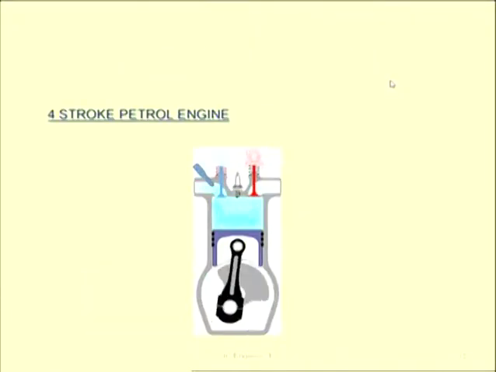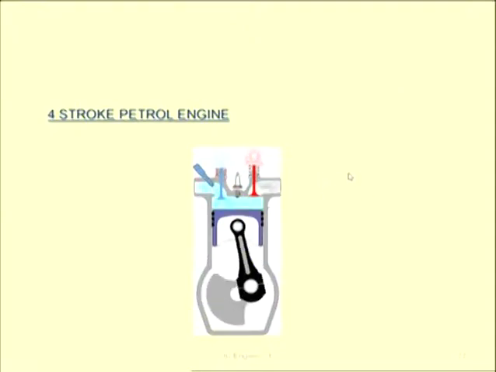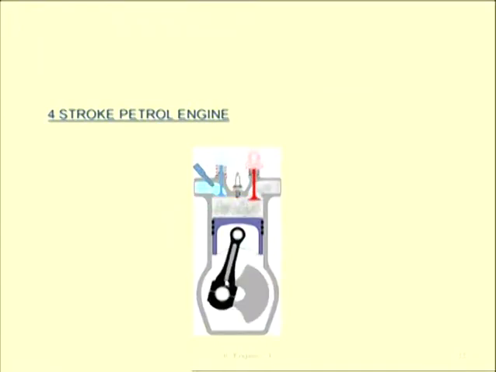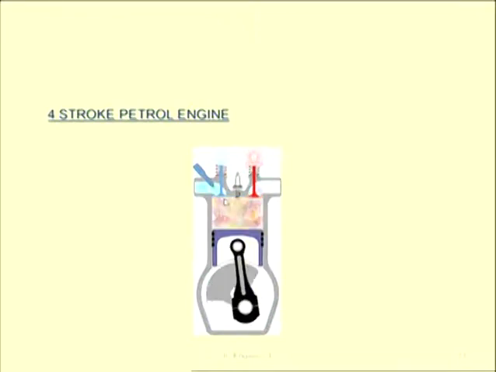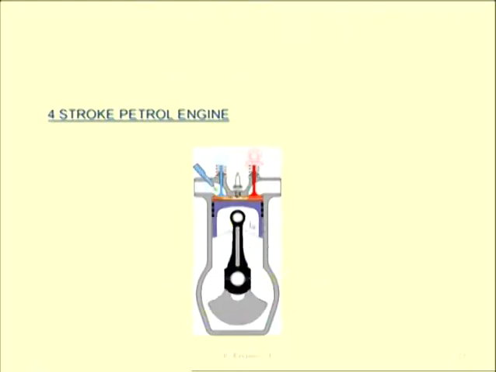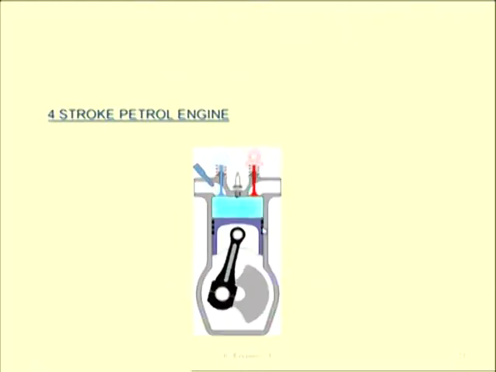Now let us see the animation, so it will be clear to us. It is a 4-stroke petrol engine animation. You can see here the blue color indicates that it is a fresh charge. So the piston is moving up and down. You can see here the inlet valve when opens, the fresh charge getting in, compression happens, spark plug is sparking, so the combustion process will take place, and finally is exhaust.